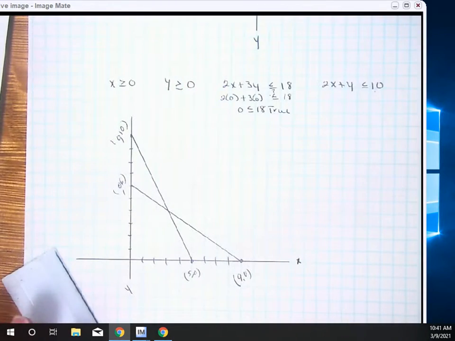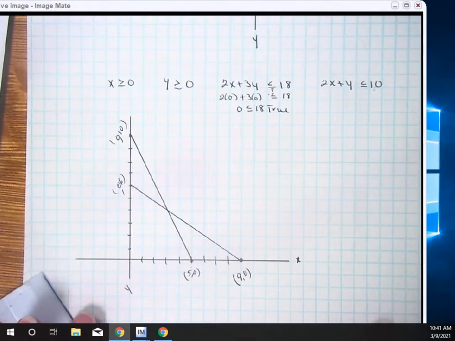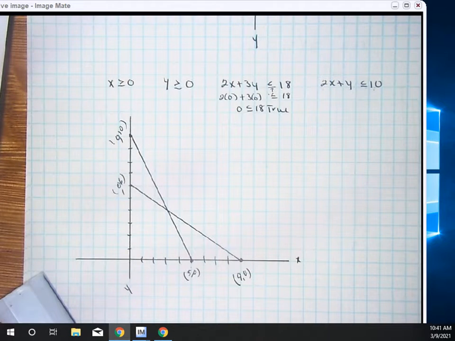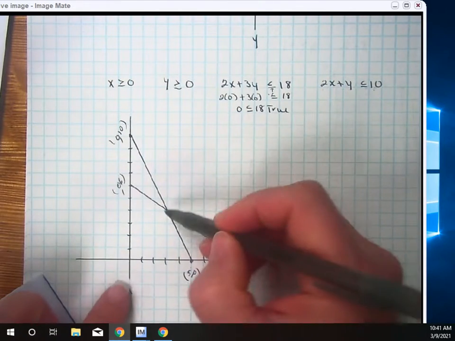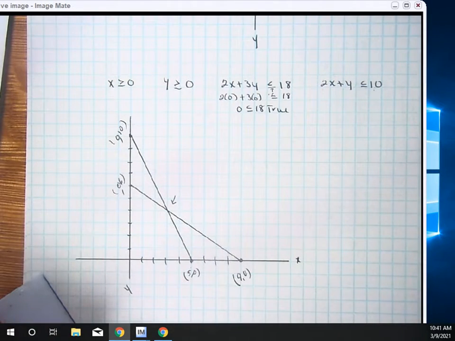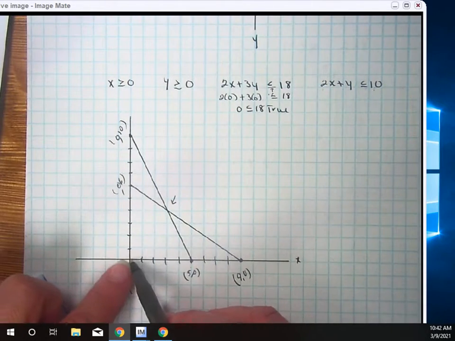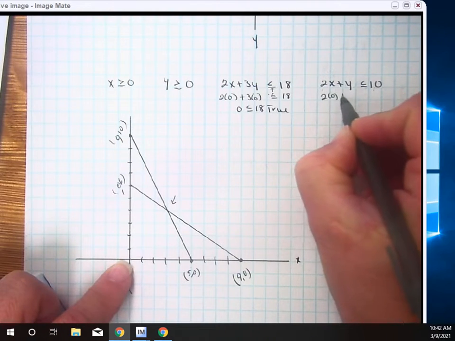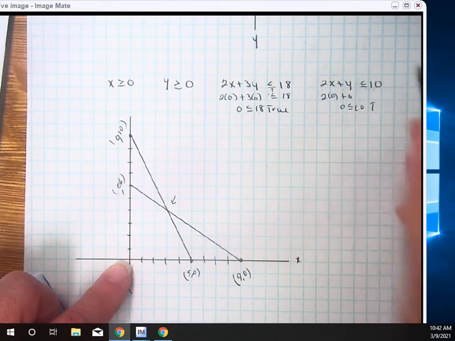Now, this is the reason why you're going to want a straight edge, and this is the reason why you want to use graph paper. I need to find out what this point is, because I need to find all of those intersections, which is going to tell me which one gives me the maximum or the minimum point. If I put the (0, 0) in, 0 is less than 10, a true statement.